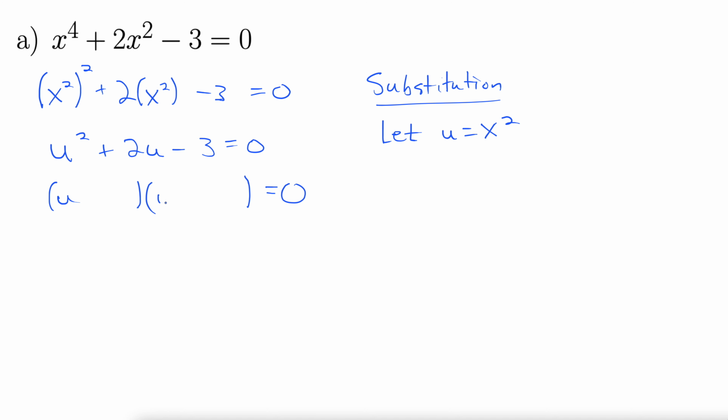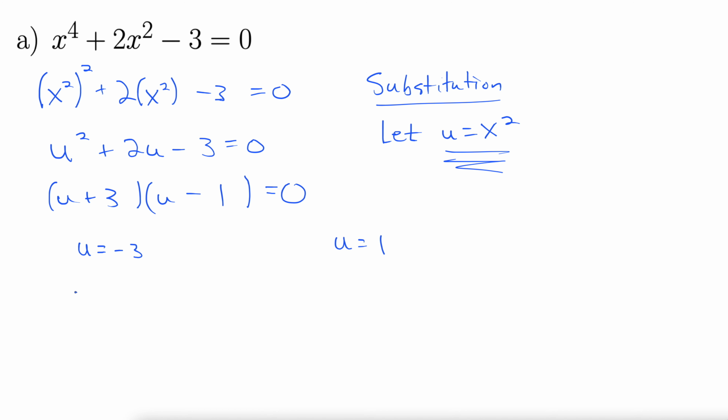So let's factor this. We have u and u. We need factors of negative 3 that add to positive 2. So I'm thinking we'll do plus 3 and minus 1. Setting both of these factors equal to 0 gives u equals negative 3 and u equals positive 1. These are not our answers because remember, u is x squared. So we need to back substitute because we're not interested in what u is. We're trying to solve this thing for x.